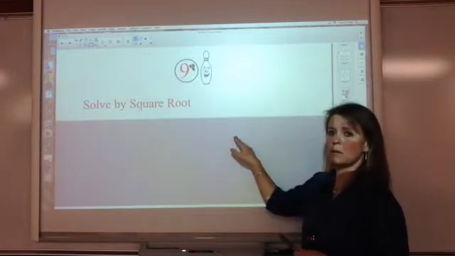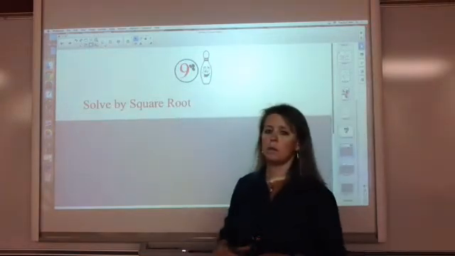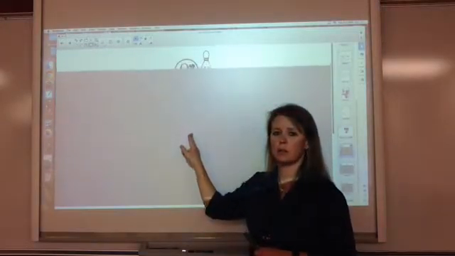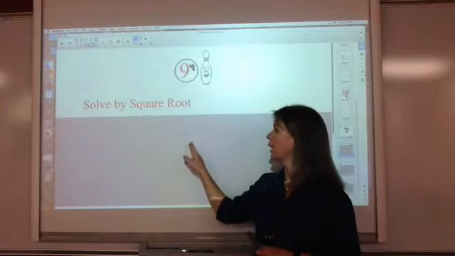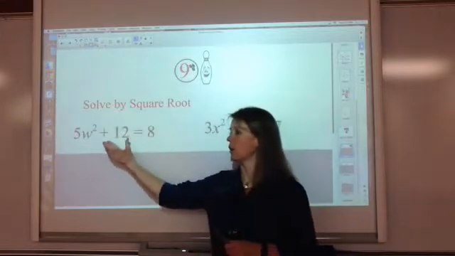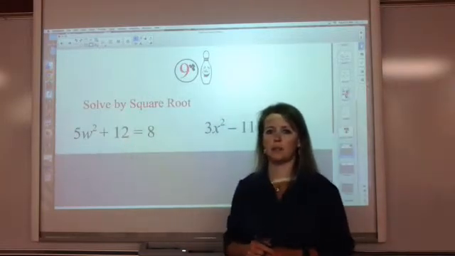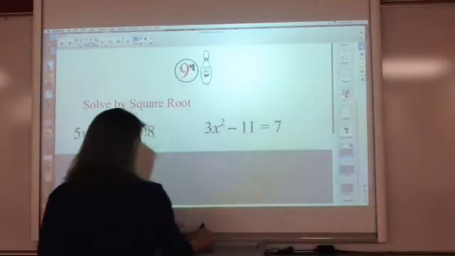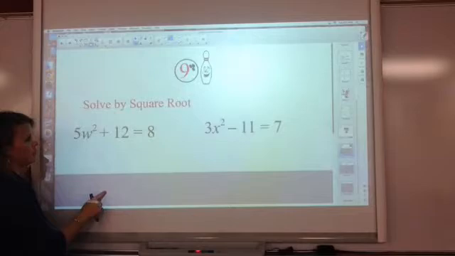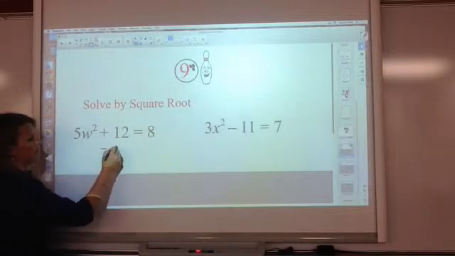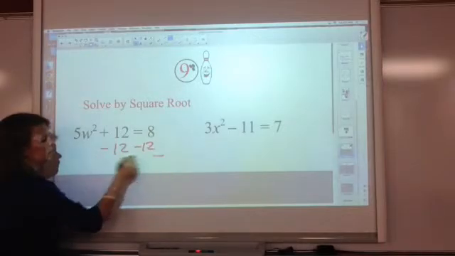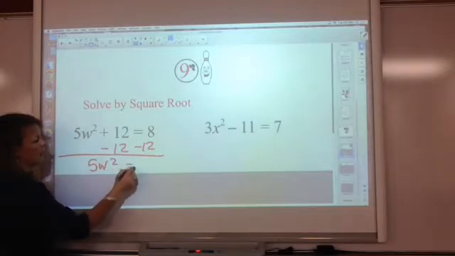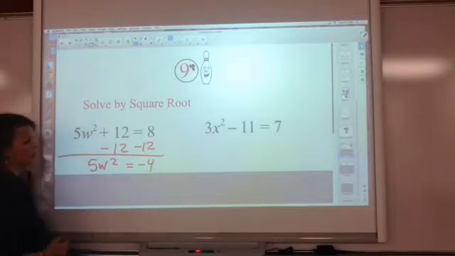Solve by square root. These are the only quadratic equations that you do not solve by setting equal to 0. You do not have to set 5w squared plus 12 minus 8 equal to 0. What you have to do is get everything away from the variable. Isolate the variable. Move it over. Minus 12 from both sides. You're left with 5w squared equals negative 4.